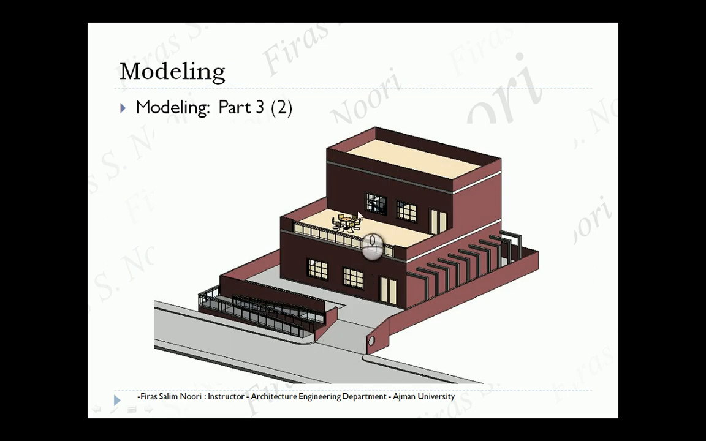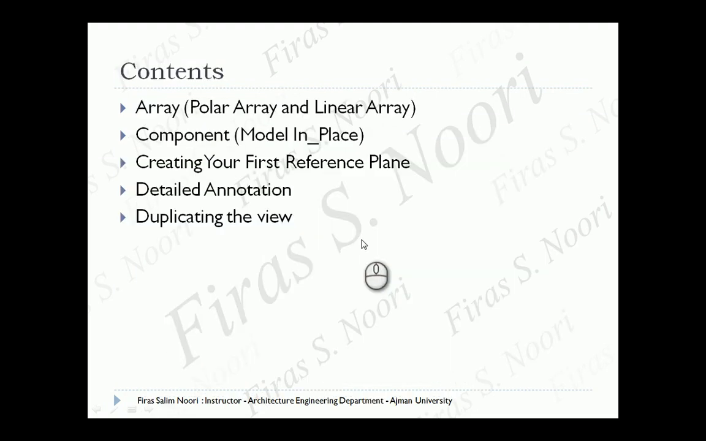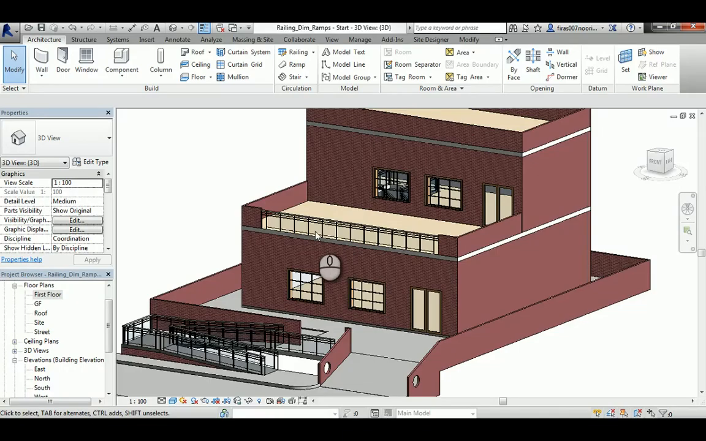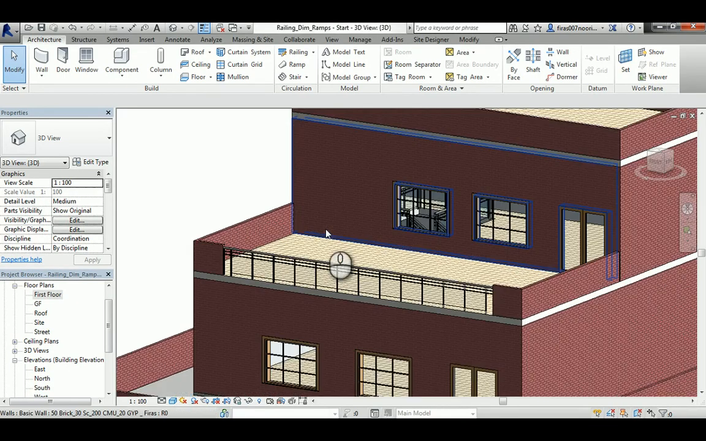So I'm going to make a polar array here, and I'm going to create a reference plane, and then create a model in place component here, which is this louver, and then I'm going to make a linear array for that. Then we're going to add a basic dimension to this simple house. So that's the topic we're going to talk about. So let's go to Revit, and that's where we stopped last lecture.